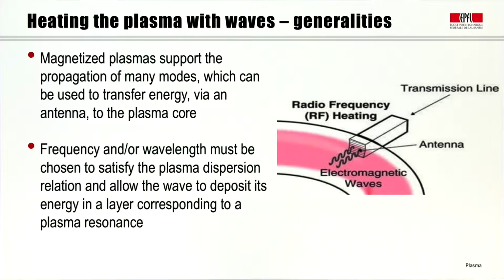Magnetized plasmas support the propagation of many modes, some of which you have already seen in the first part of this course. And these modes can be used to transfer energy, being coupled via an antenna, to the plasma core. In order to launch a wave into the plasma, the frequency and/or the wavelength of the antenna wave must be chosen to satisfy the plasma dispersion relation. We also need to choose frequency and wavelength so that the energy is deposited in a layer corresponding to a plasma resonance. That's where we want to deposit the energy. That is typically in the core of the plasma, not on its surface, not on its edge.